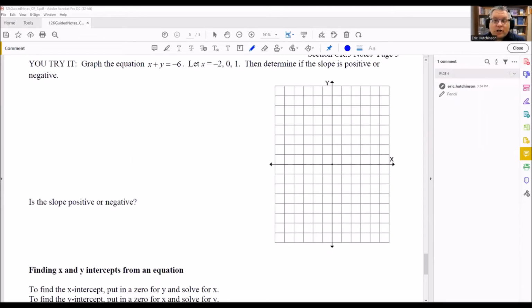For this next problem, we need to graph it by making a table plotting points, and we want to determine if the slope is positive or negative. We'll do that once we have the graph complete.